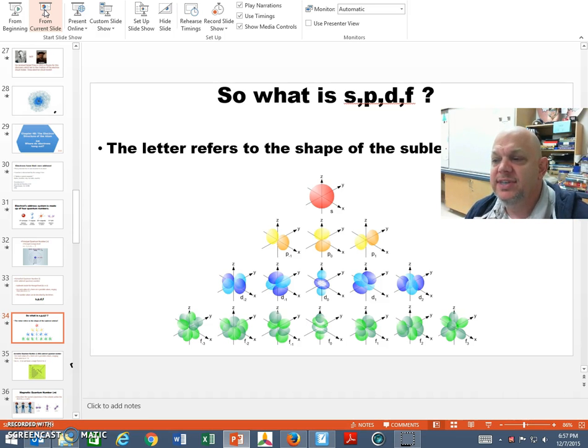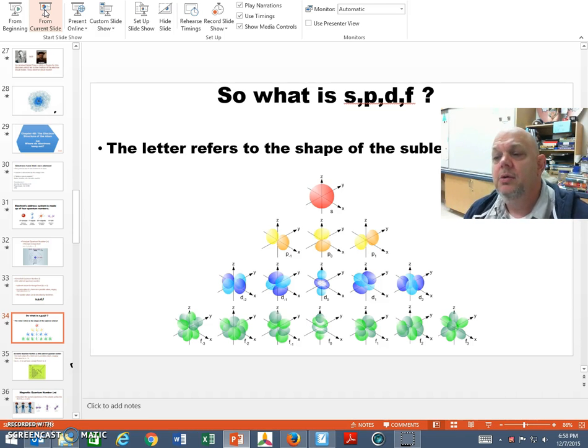Now, when we look at the p, the yellow underneath that red sphere, there are 3 separate orbitals in the p sublevel. You'd say, what's the difference between them? The shape is the same; it's how they are arranged in 3-dimensional space: the x, the y, and the z axis.